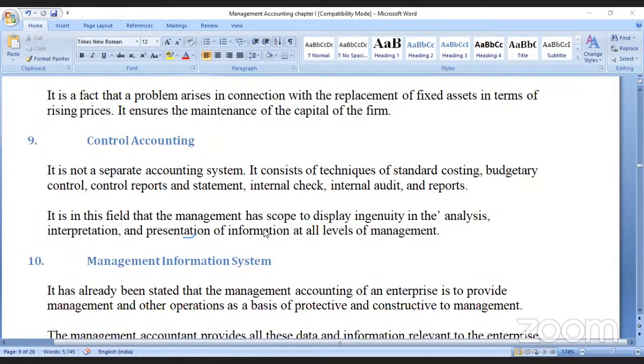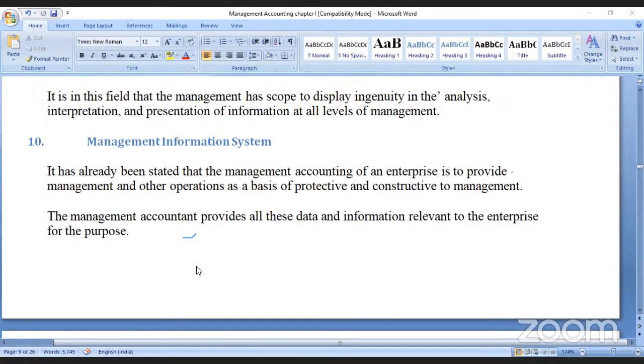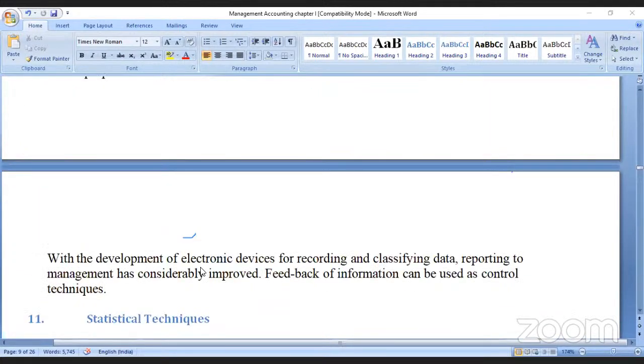And the management information system, MIS. It provides all the accounting data converted into management accounting, and provides all the data and information relevant to the enterprise. So it provides end-to-end data. With the development of electronic devices for recording, classification, and reporting, it has improved to compare with the previous year, and feedback of information can be used for control techniques.